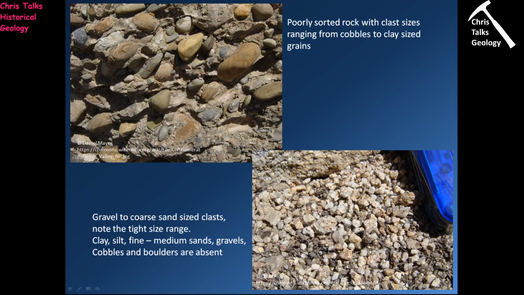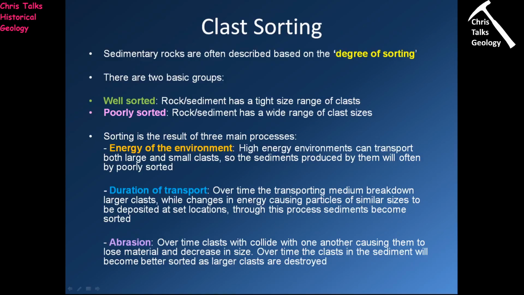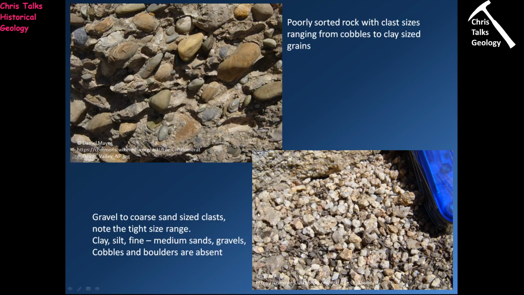Now, at the other end of the scale, compare it to this sediment down here. You can see a lot of these clasts actually have quite angular corners, which would imply the sediment hasn't been transported very far. We can also see that, although it's quite well sorted, the clasts themselves aren't that large, so the environment probably wouldn't have been too high energy.